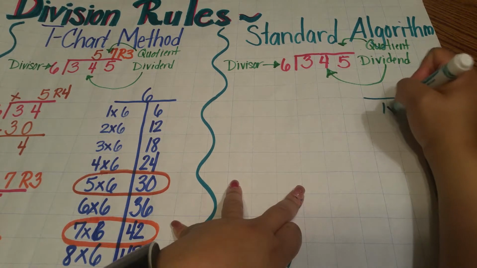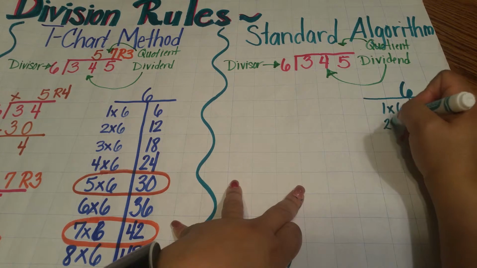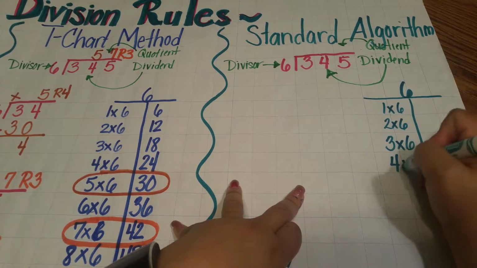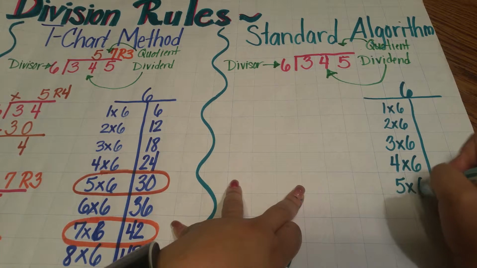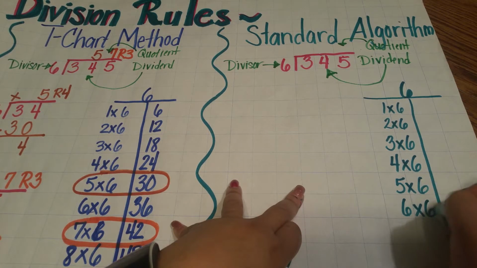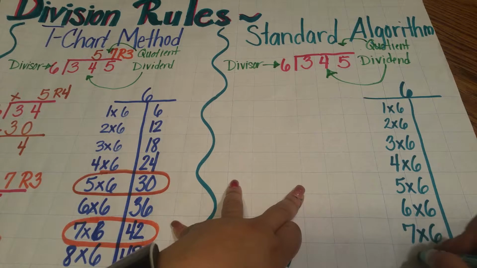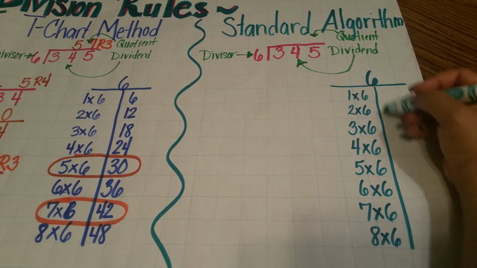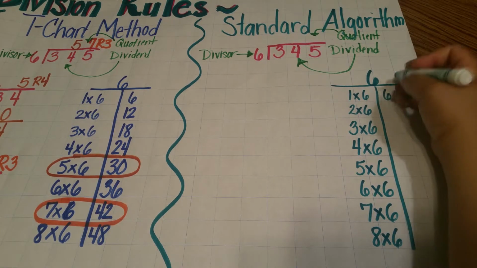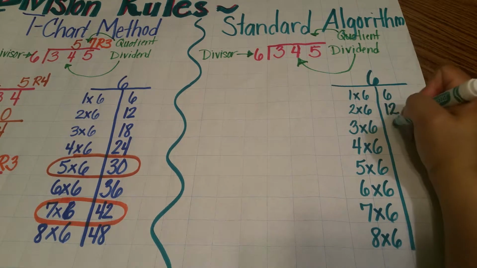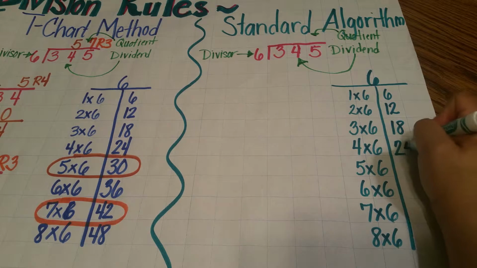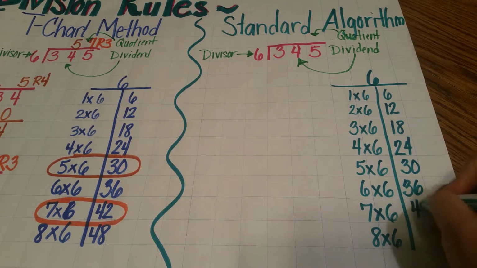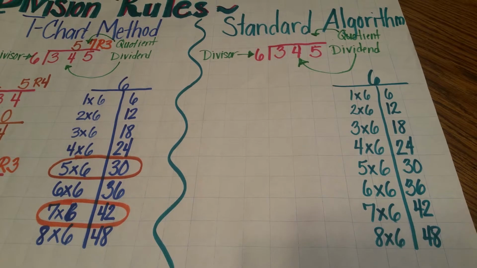And we know that this is going to be 1 times 6, 2 times 6, 3 times 6, 4 times 6, 5 times 6, 6 times 6, 7 times 6, and we're going to stop at 8 times 6. And then we just fill in our product. 1 times 6 is 6, 12, 18, 24, 30, 36, 42, and 48.